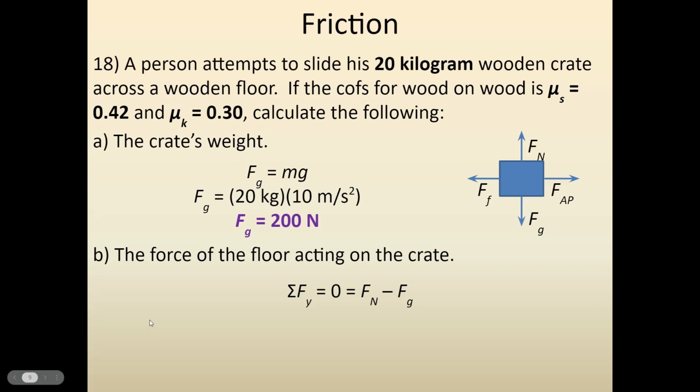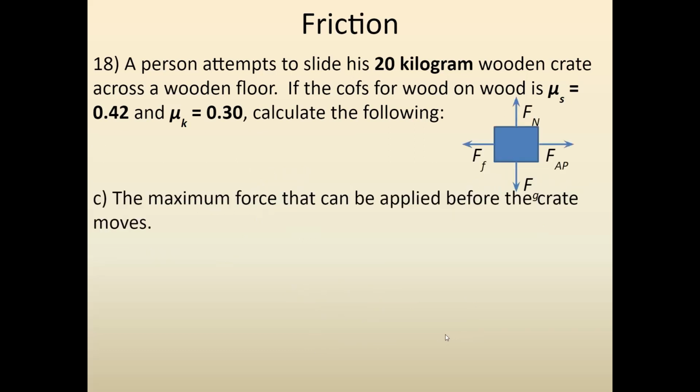Now remember, we have to show this, so we show it by writing the sum of the forces in the y equals 0, equals Fn minus Fg, because we have one force going up and one force going down. So Fn equals Fg, and we get that Fn equals 200. Now, to find the maximum force that we apply before the crate moves, that's just another way of saying what's the maximum static friction that the object can experience. So we use the static coefficient in our equation.